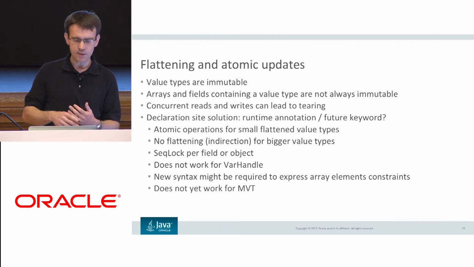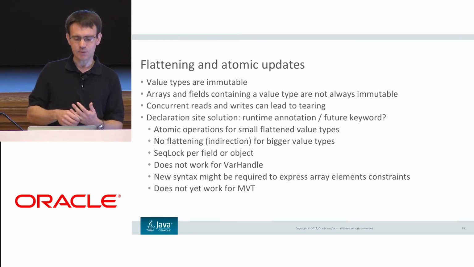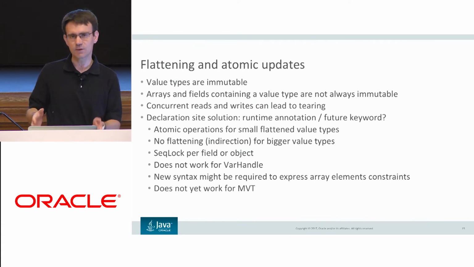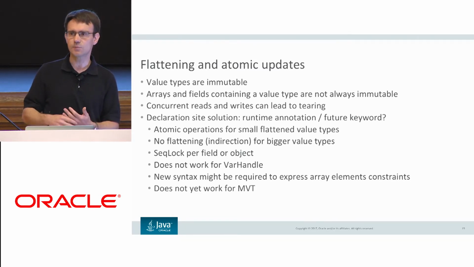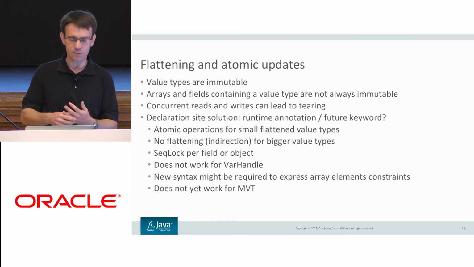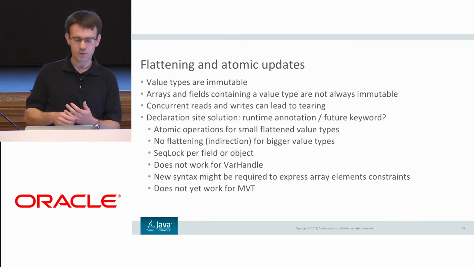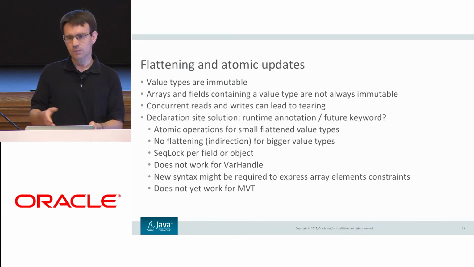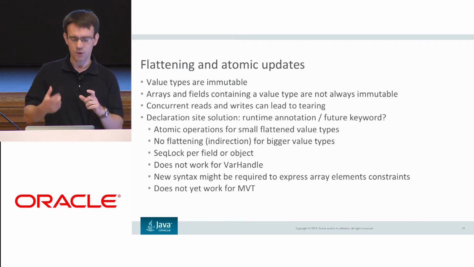What we are almost convinced of is we need some declaration site information about whether there is some atomicity requirement for an array of value types or a field containing value types. Because the JVM might need to do some special work to ensure that atomic updates are possible. And then the JVM could decide on implementing different strategies, like flattening anyway if this value type is small and smaller than the size of the atomic operations, or deciding to not perform any flattening for big value types. We might insert some seqlock per field or per object so we have a way to ensure atomicity of the updates.